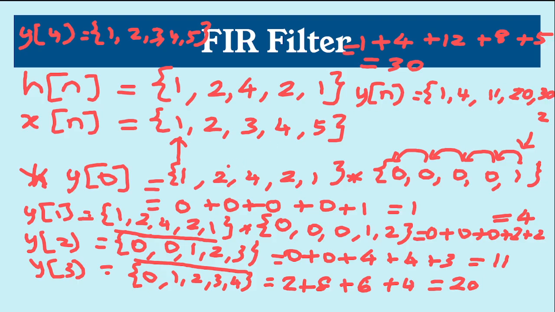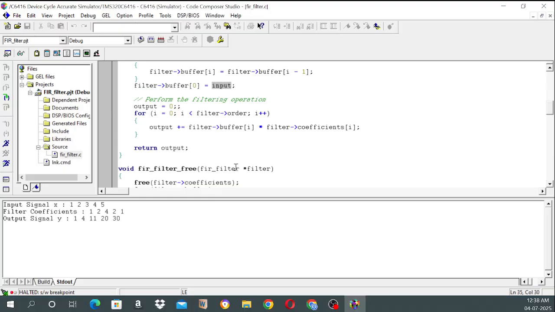Let's check what we have in Code Composer Studio. You can see we got the same output: 1, 4, 11, 20, 30. So that's a very basic, simple example implementation of an FIR filter in Code Composer Studio.